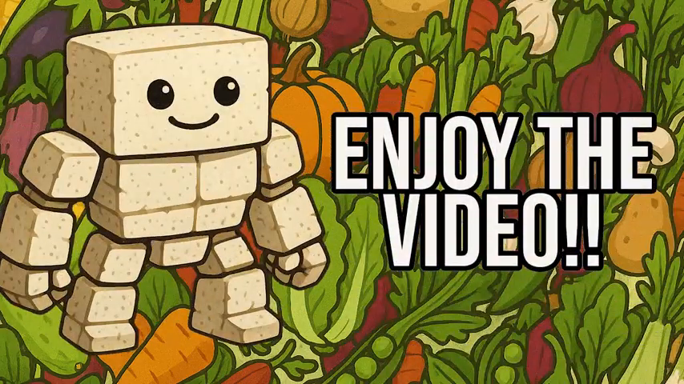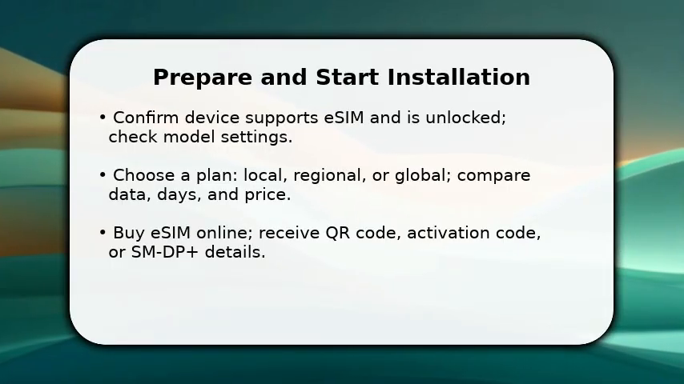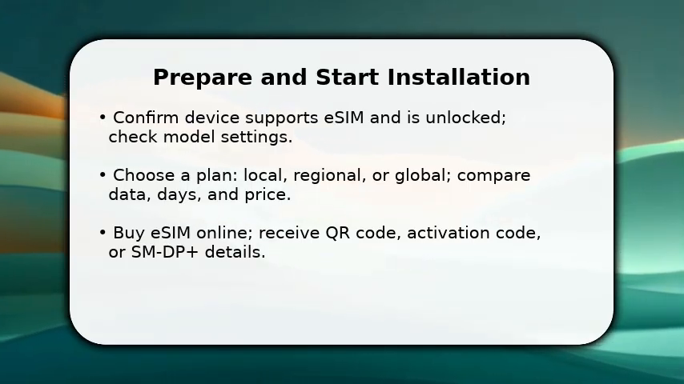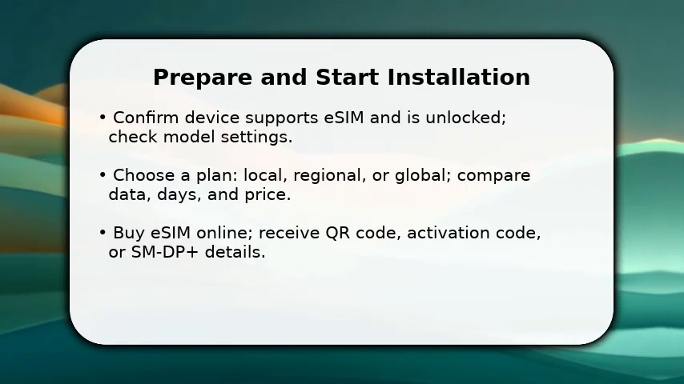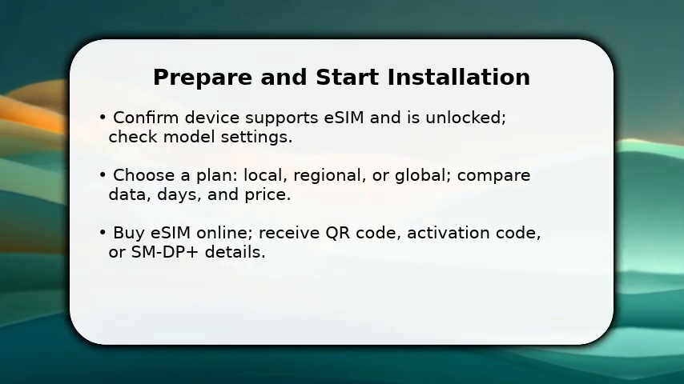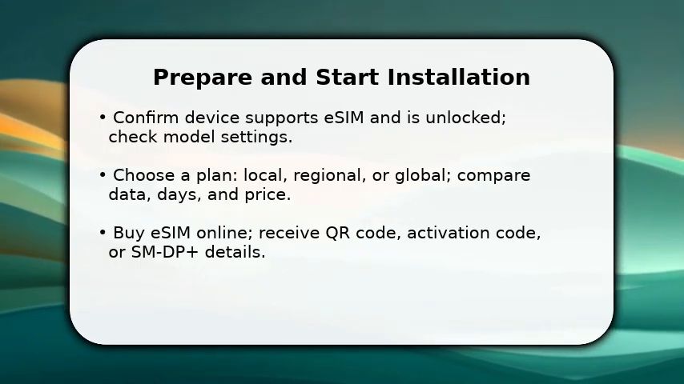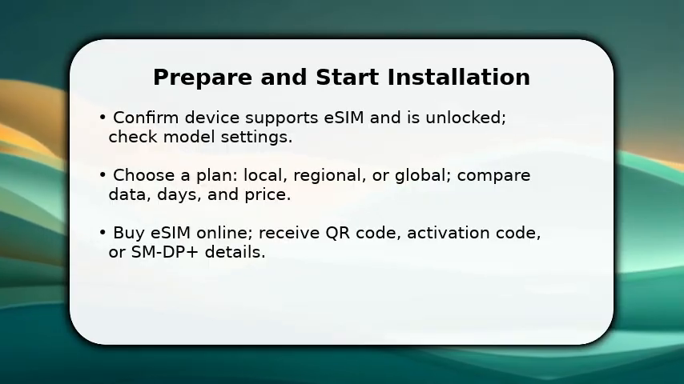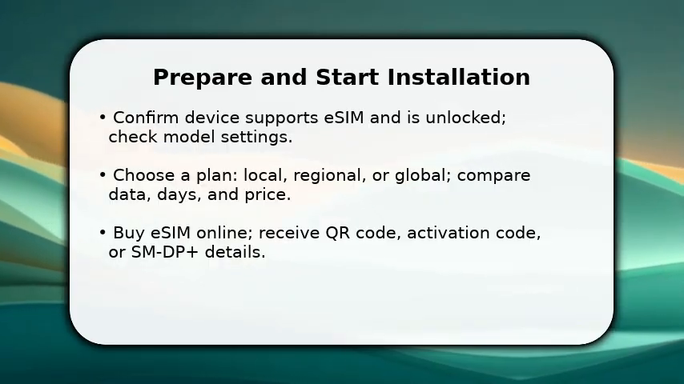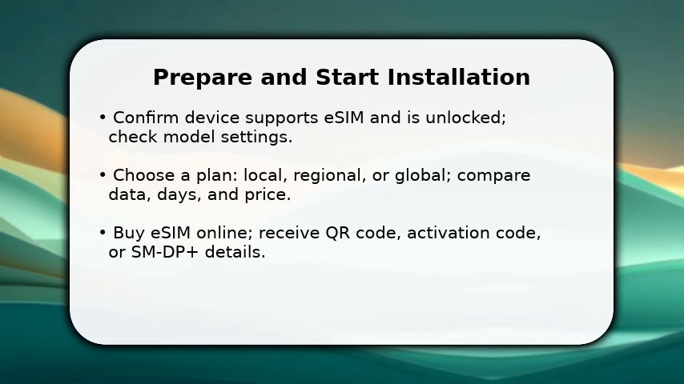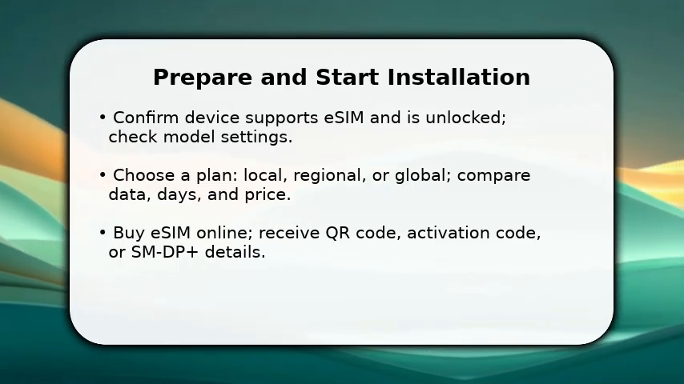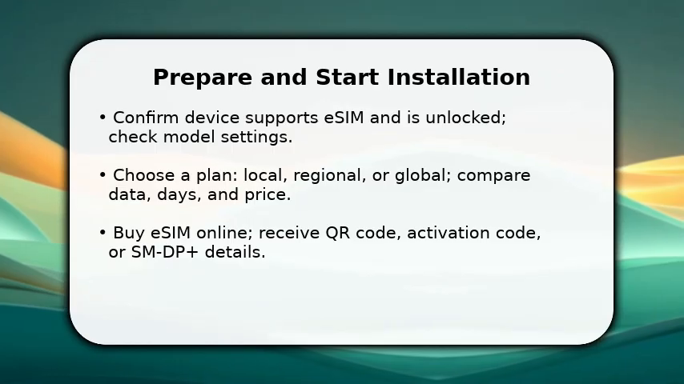Please enjoy the video. You begin by confirming your phone or tablet supports eSIM and is unlocked. This avoids activation failure. Once done, pick a travel plan that matches your trip length and data needs so you don't waste money. Make the purchase and immediately save the QR or activation details to a secure note. Then, switch to airplane mode to avoid carrier interference and open your device's eSIM or mobile plan settings.